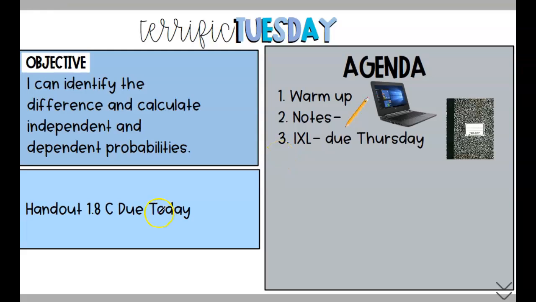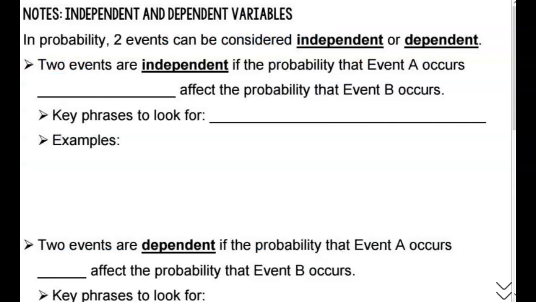All right, so the objective for today is identifying the difference and calculating independent and dependent probability. So you have already done basic probability and joint probability with conditional when you did Venn diagrams. And so independent and dependent probabilities are kind of like a mixture of both, a little bit of basic and a little bit of conditional, because you'll see the difference. So in your warm-up, you were asked to find the difference or describe the difference of independent and dependent.